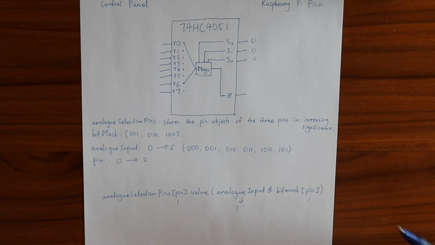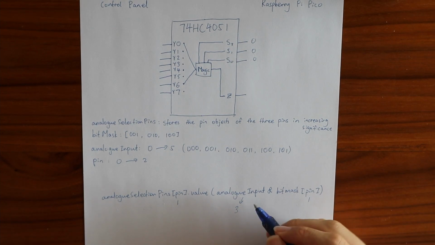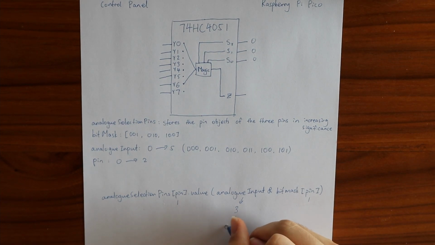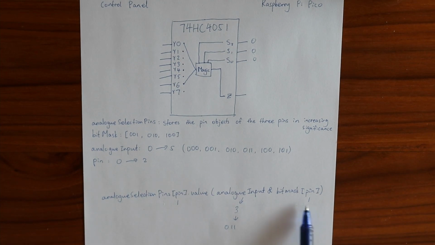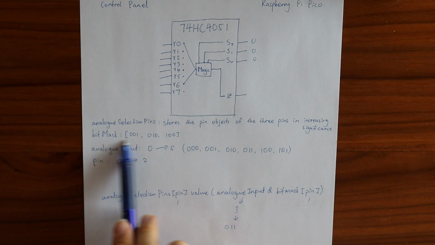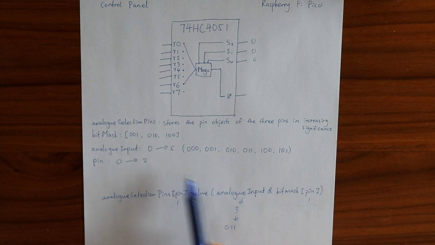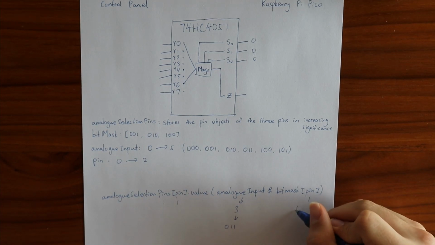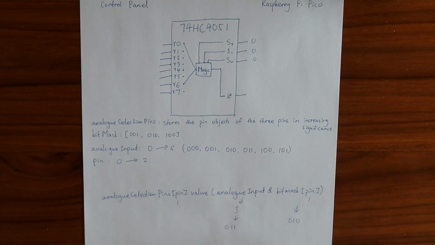So written another way, the analog input that you're referencing is 0, 1, 1, and the value of the bitmask array at index position 1 is 0, 1, 0. And by ANDing them, you're essentially finding out whether or not the value at the 2's digit of this number in binary representation is a 1.